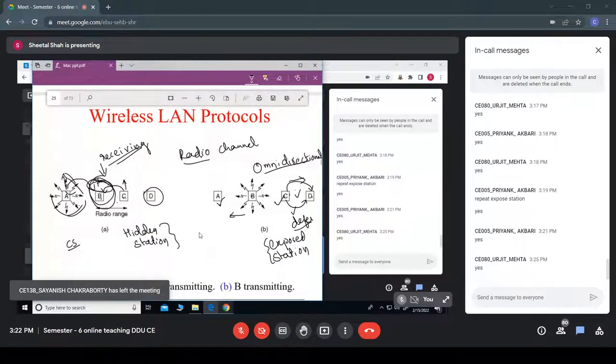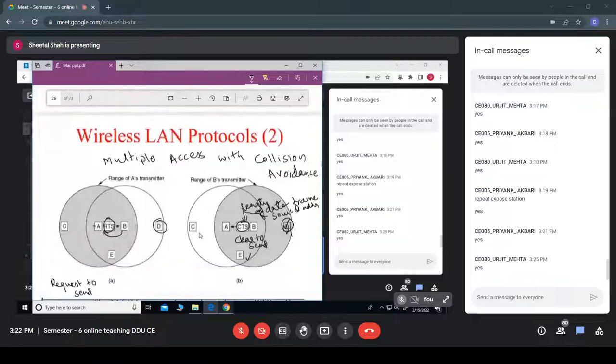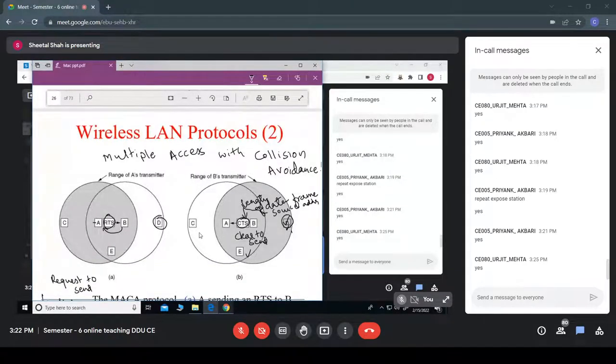Here we have studied about the hidden station problem. What happens? D is not able to sense the channel of A while the data is transmitted by A. But by sending this RTS and CTS, here also D is not able to see the RTS signal which is sent by A, but B is sending CTS which is in the range of D. Are you getting this?